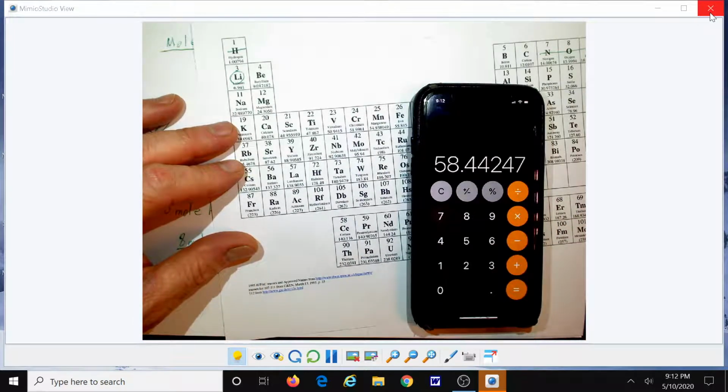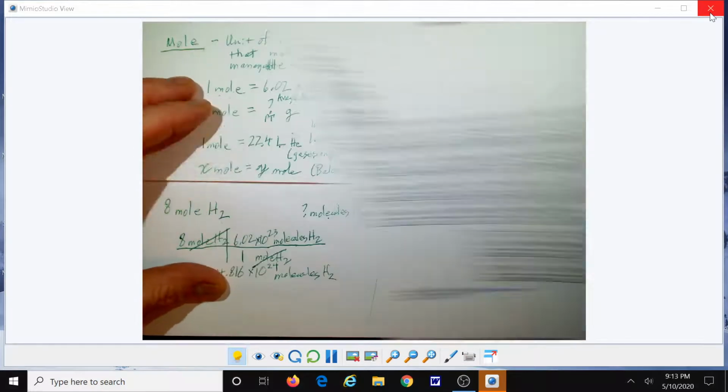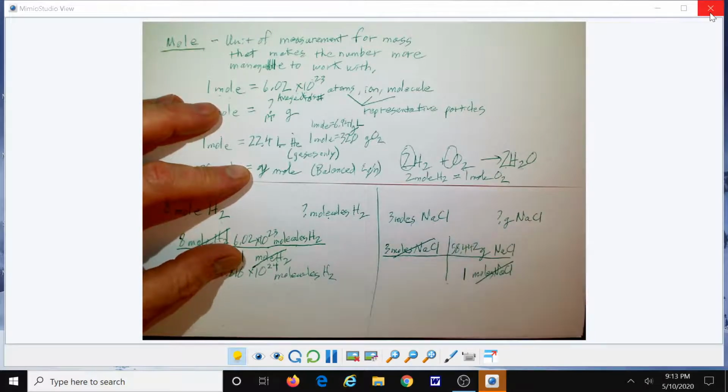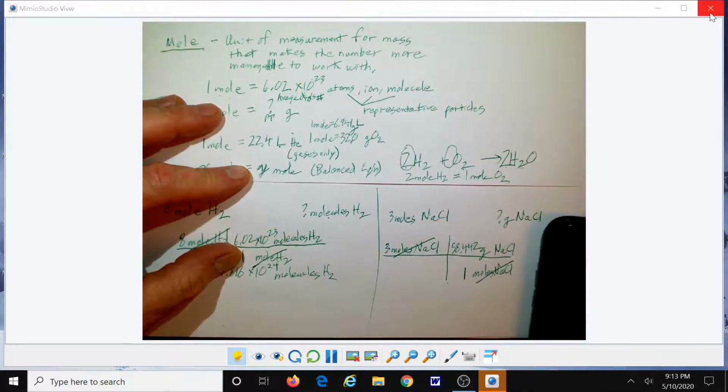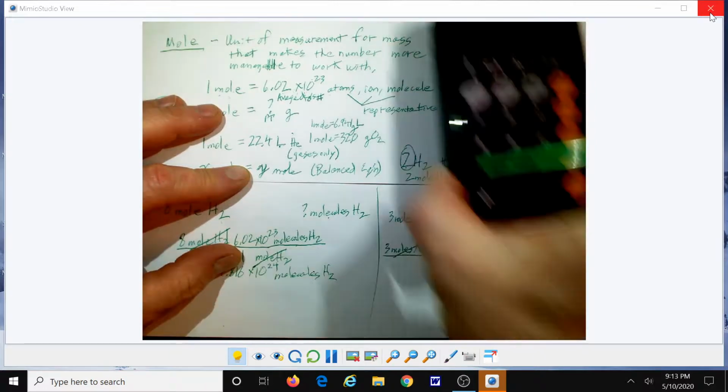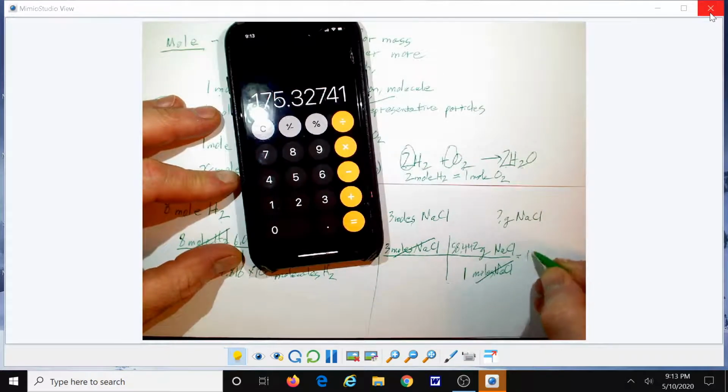You could use something called significant digits, but just to make it easy, let's just round all our numbers to 3 places. So 58.442. All right. So we're going to now take that number and multiply it by 3 because they're both in the numerator. And so we get 175.327. And that would be grams of NaCl.